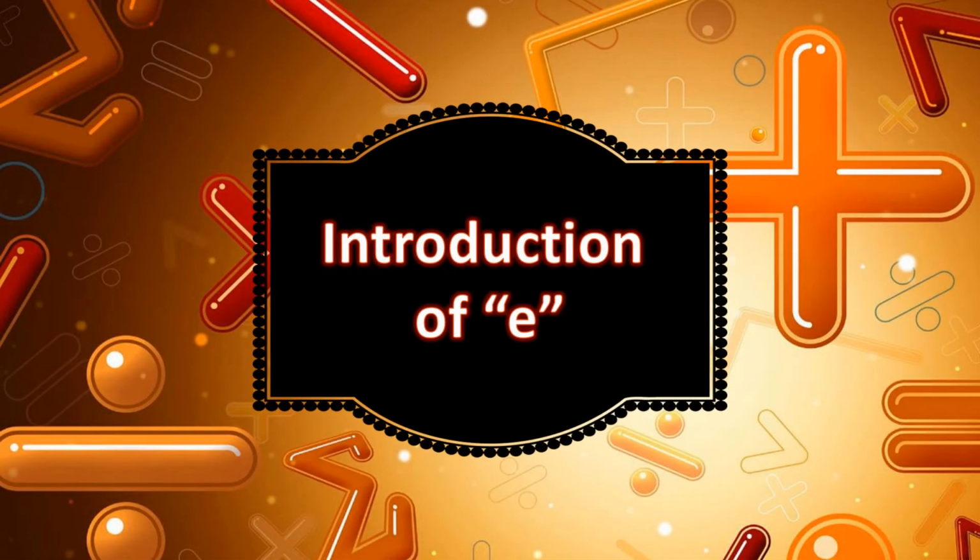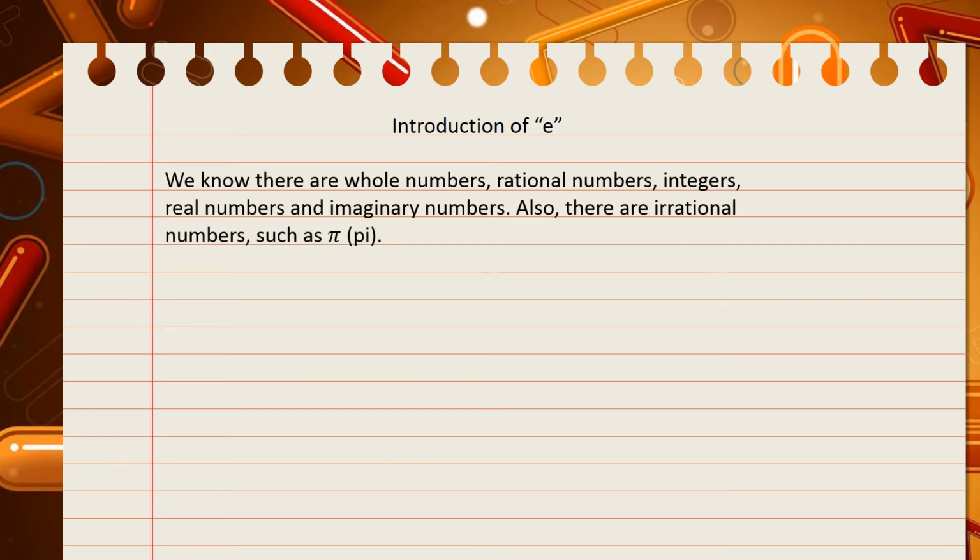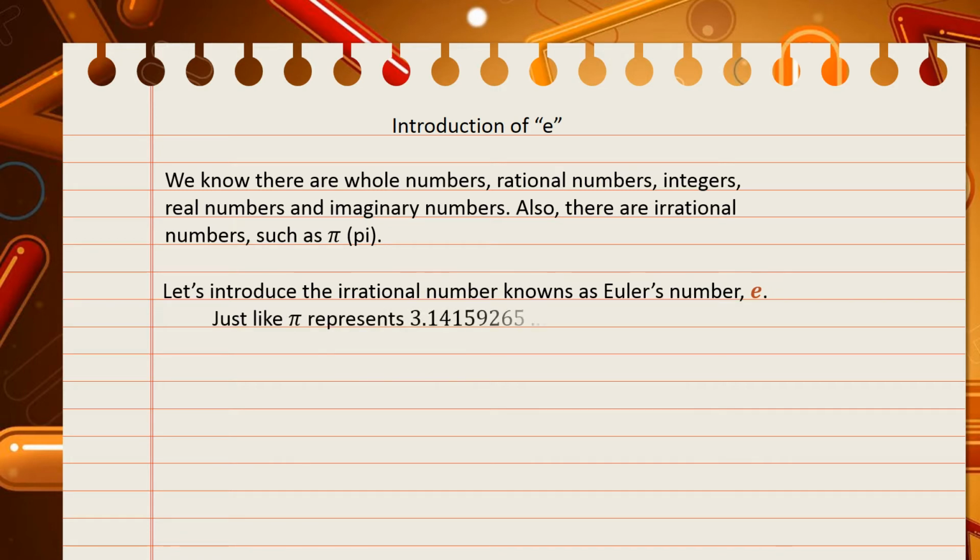This lesson is over the introduction of e. We know there are whole numbers, rational numbers, integers, real numbers, and imaginary numbers. But there's also numbers known as irrational numbers, such as pi. Let's introduce the irrational number known as Euler's number, e. Just like pi represents the number 3.14, e has its very own value.